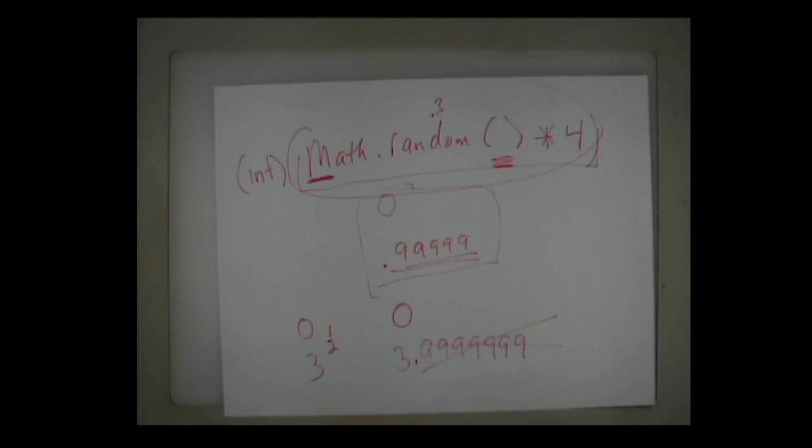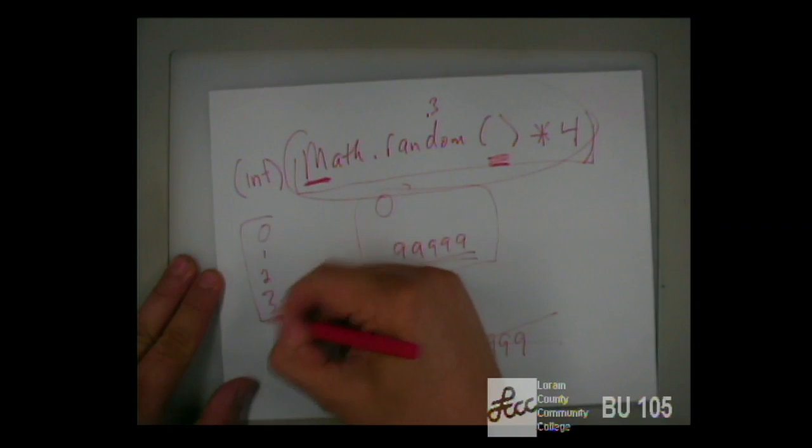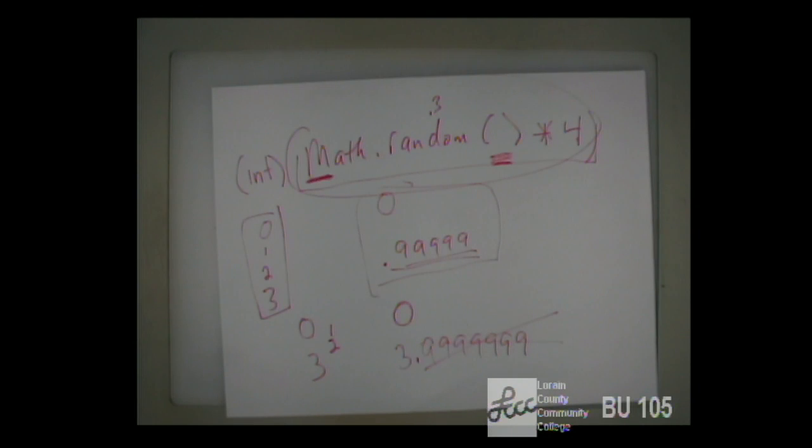We truncate it, and we have a value of 2. So the bottom line is when we're done, we should have an evenly distributed random choice of 0, 1, 2, or 3, which, again, corresponds to the numbers of the things in the list.